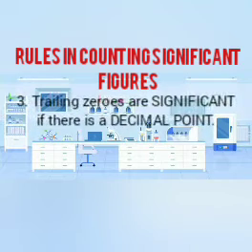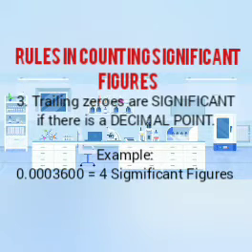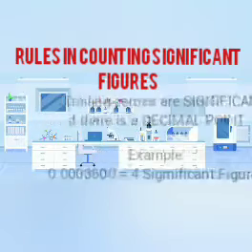The third rule, trailing zeros are significant if there is a decimal point, meaning all zeros that trail the number are considered significant only if there is a decimal point. Example, 0.0003600 has 4 significant figures, as the 2 trailing zeros are considered significant because there is a decimal point.